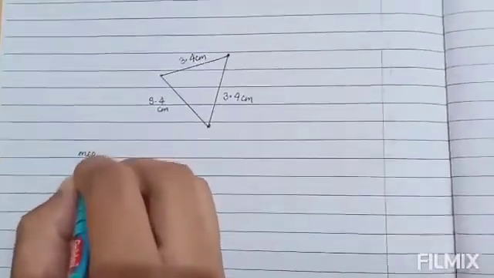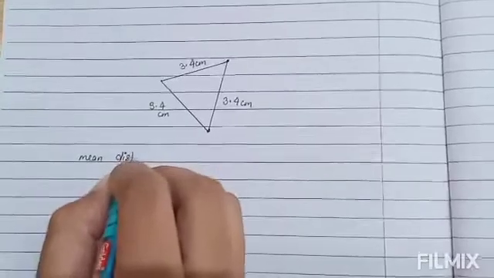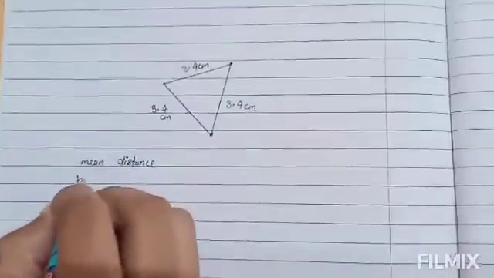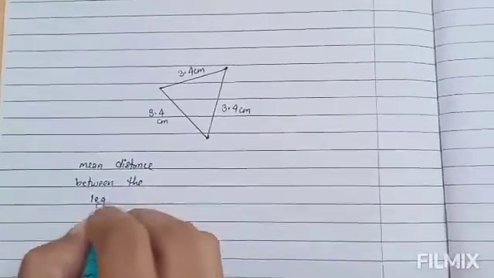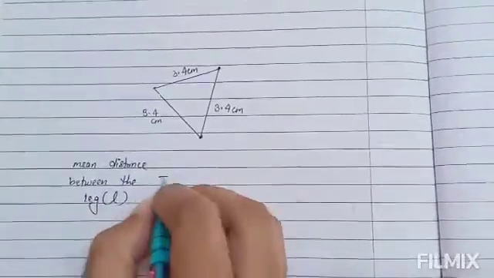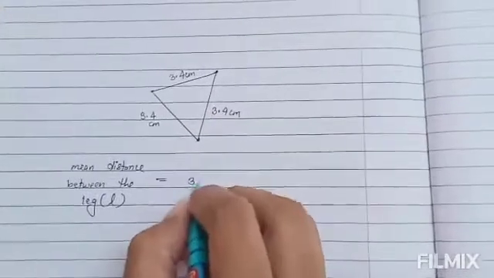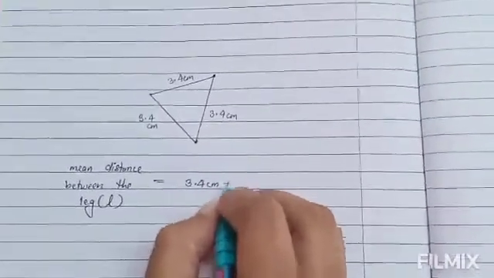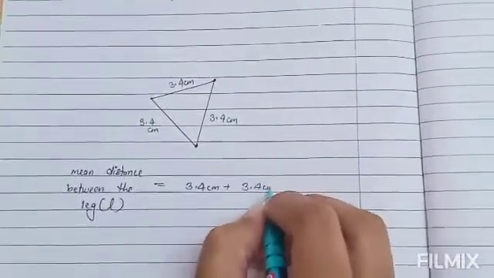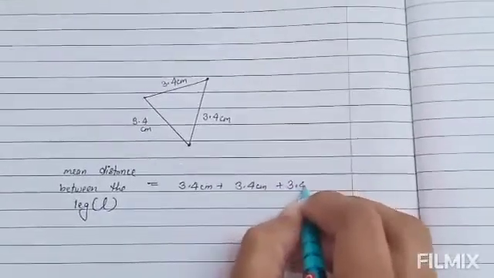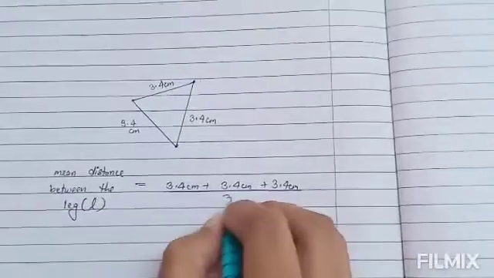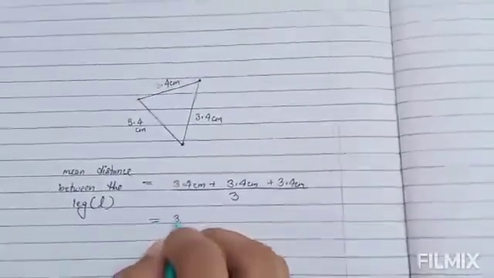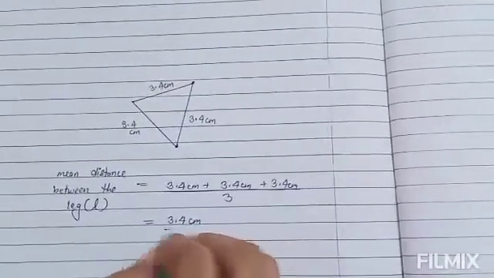So now we will find the mean distance between the legs and denote it by L, which comes out to be 3.4 centimeter plus 3.4 centimeter plus 3.4 centimeter, whole divided by 3, which comes out to be 3.4 centimeter.